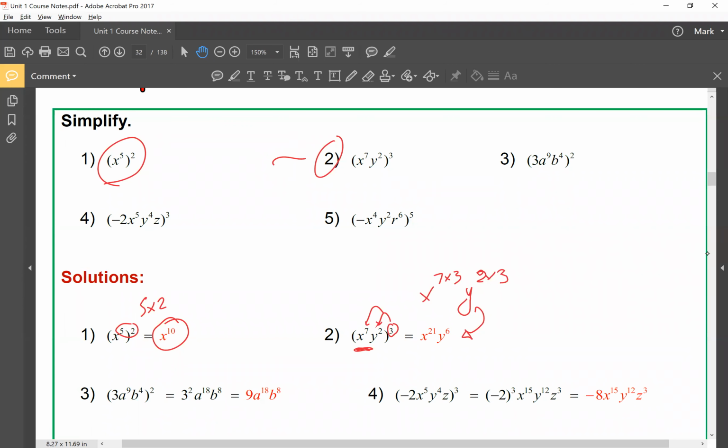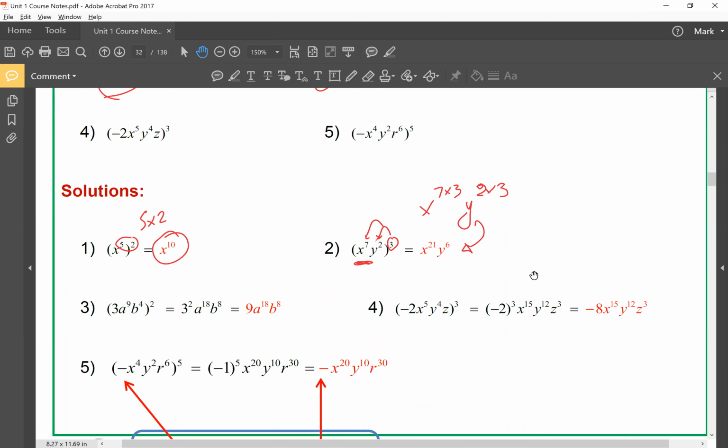So I have 21 x's and 6 y's. Okay, number 3. Oh man, number 3 and 4 are not easy. Let's scroll down. Oh, and there's a number 5.